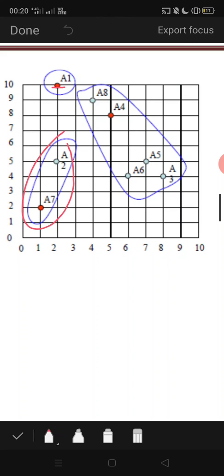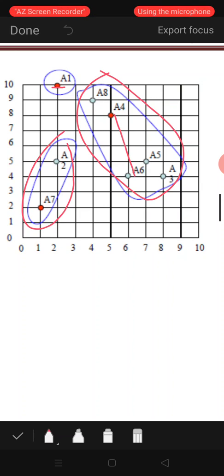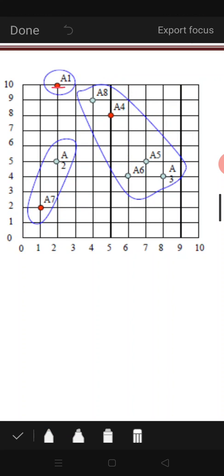A4, okay, so A4 center we have already taken. Then A8 is closer to this one, not this one. Okay, A8 is closer to the A4. So this cluster only I am taking. A6 is closer to A4, not A7. Okay, remember that. Same way, for each point, find which center it is closer to and assign it.